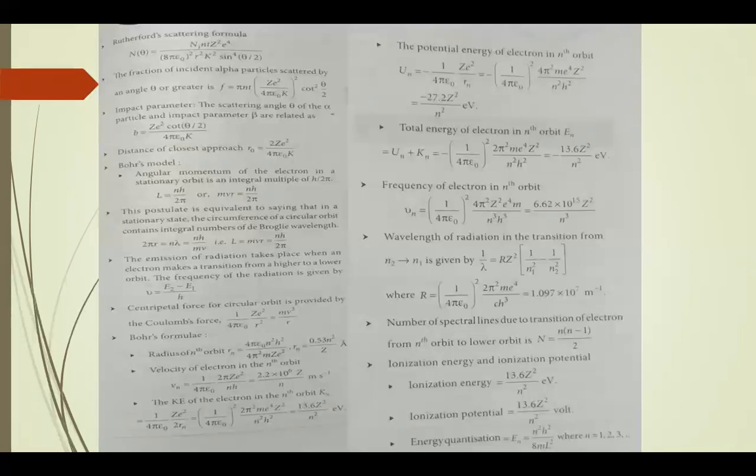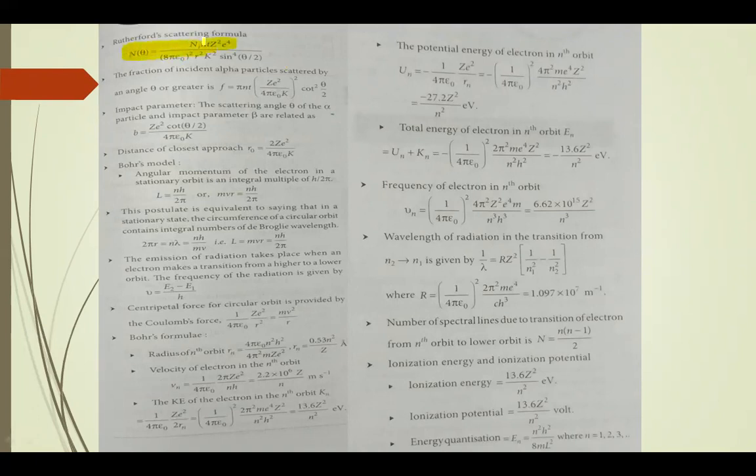You have studied different theories related to the atom, and one of them is the Rutherford model of atom. How the alpha particle scattering takes place, everything. In that, the first thing you have to remember is the Rutherford scattering formula. So you have to go through this.